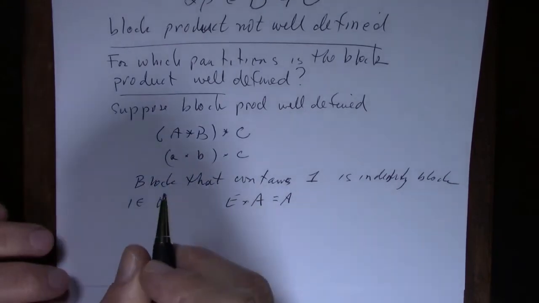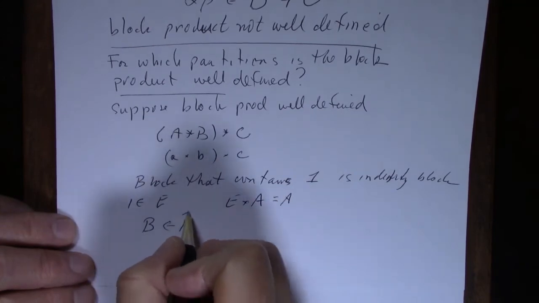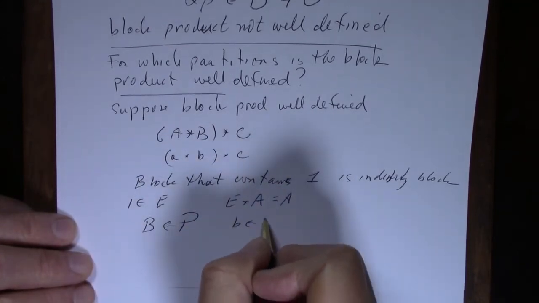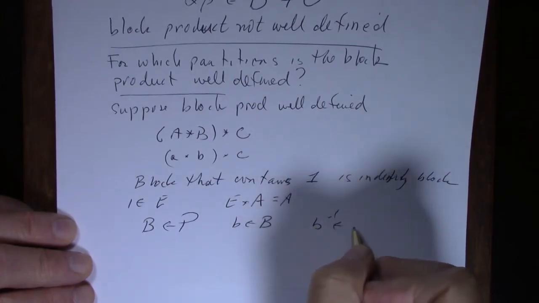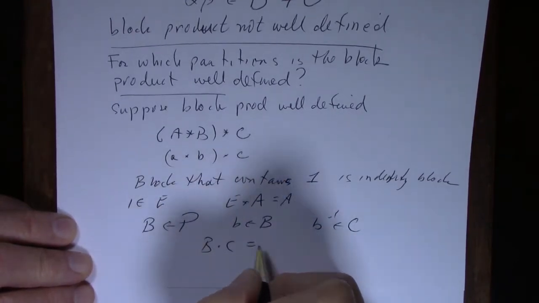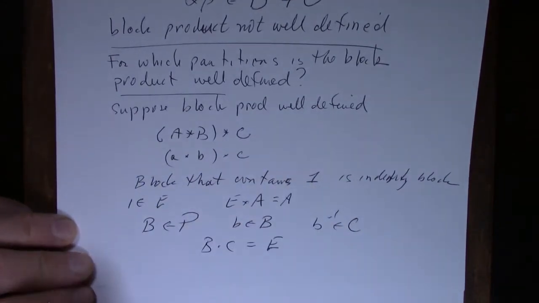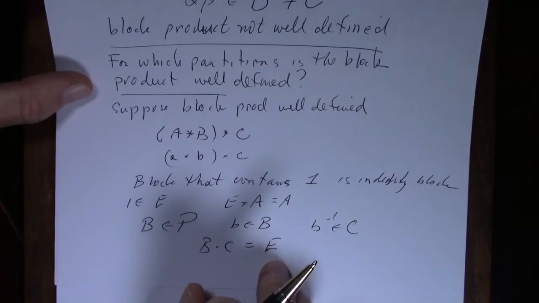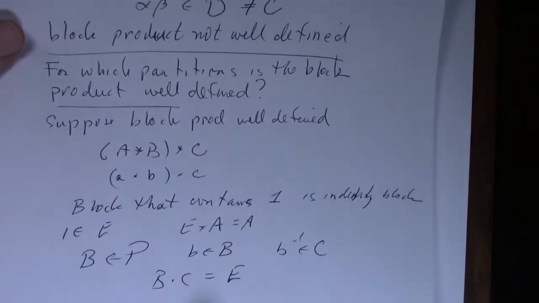And inverses follow pretty easily too. If B is a block, we'll just take an element from B, find the block that contains B inverse, let's call that C, then B times C is going to be the block containing the identity. So all we need to do is deal with the problem of the block product being well defined, and we will have found a new group from an old group.